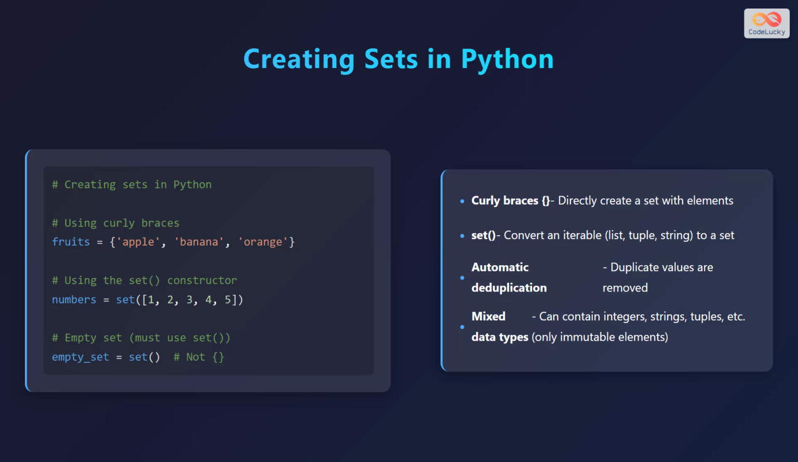Keep in mind that to create an empty set, you must use set(), not just empty curly braces. When you create sets, Python automatically removes any duplicate values. Sets can also contain mixed data types, like integers, strings, and tuples, but only immutable elements are allowed.